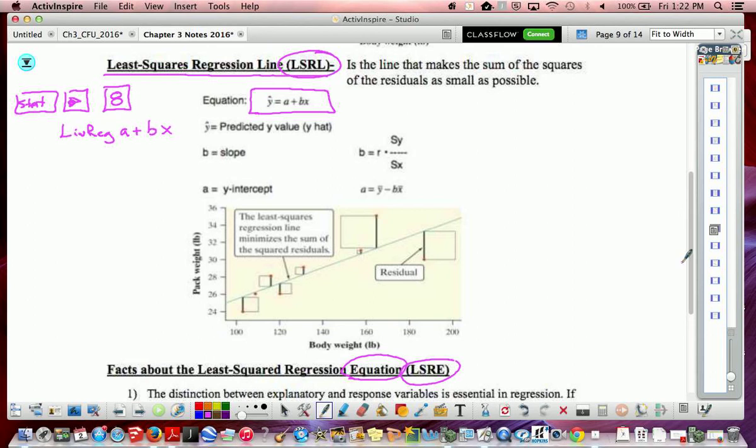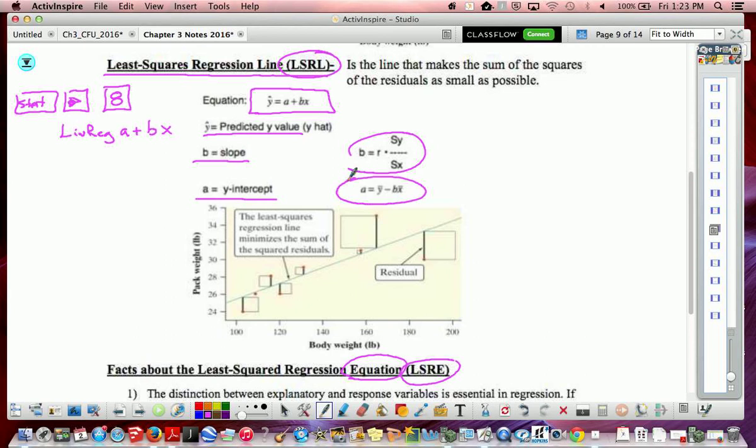So, again, our prediction equation, y hat equals a plus bx. Y hat represents the predicted value, b is your slope, a is your y-intercept. So if you want to find the equation from some summary statistics, you have to have certain summary statistics to find it. You can find your slope and your y-intercept using these two formulas.